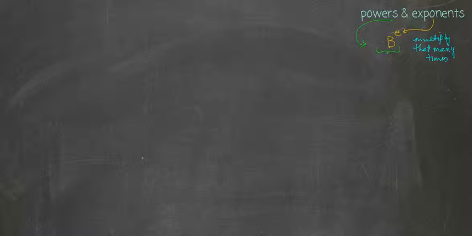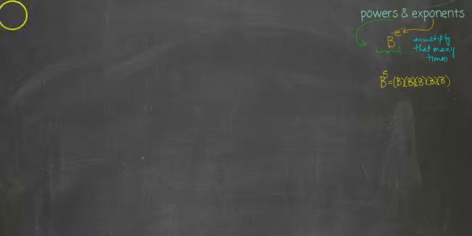So evaluate, remember evaluate is for an expression. Evaluate b to the 5th power. Well, that means whatever your base is, you want to multiply it over and over and over itself the number of times of the exponent. So in this case, it'd be 5. So you're going to multiply b times b times b times b times b. 1, 2, 3, 4, 5, over and over and over.